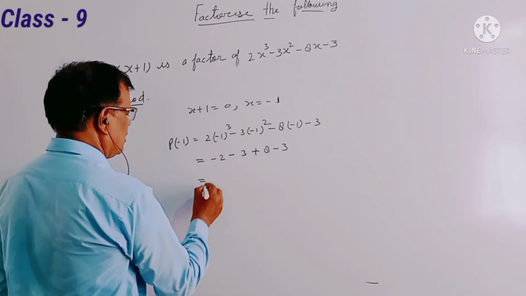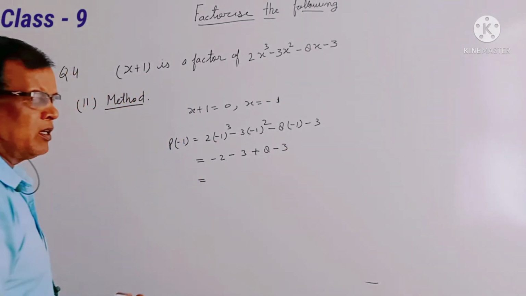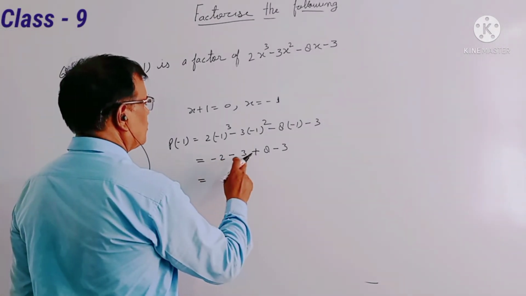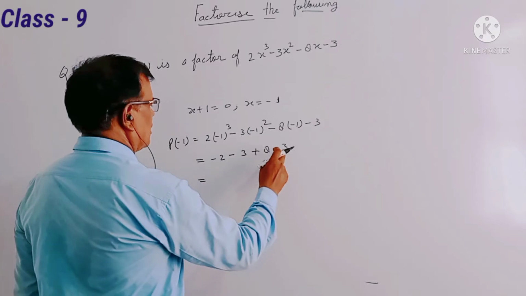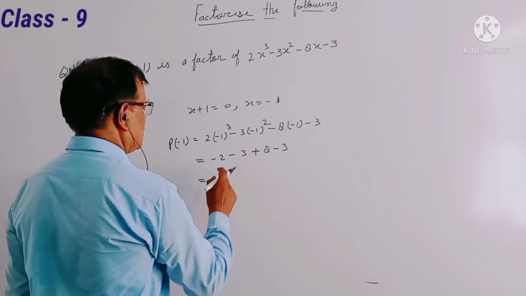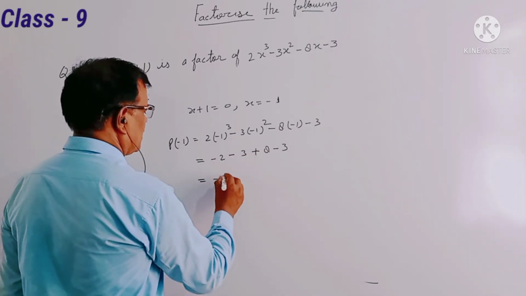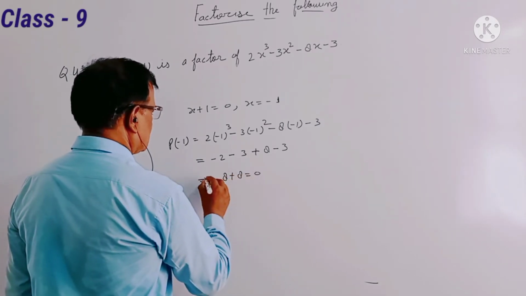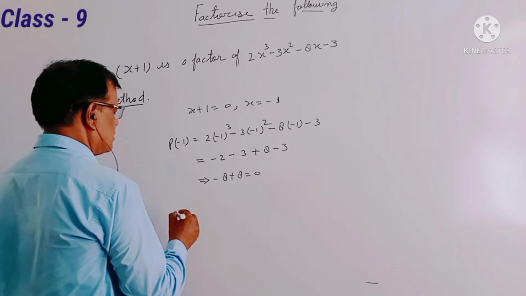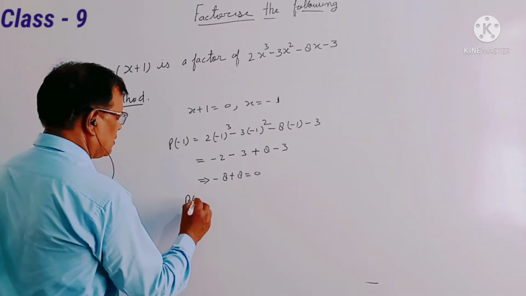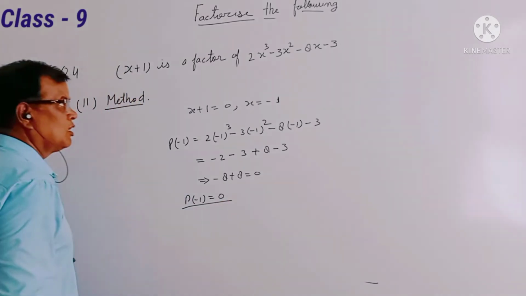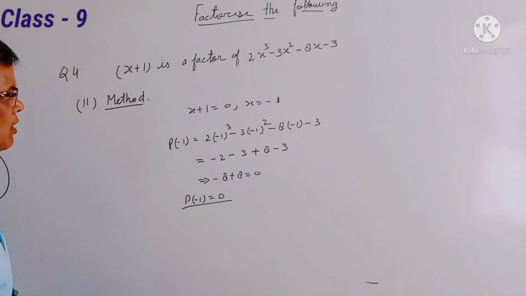Now we are adding the negative values and positive values. Negative values are 2, 3 and 3. Now 3 and 3 is 6, and 2 makes 8, so minus 8 plus 8 will be 0. Now it is satisfying p(x). So p(minus 1) equal to 0. It means it is satisfying the given p(x).